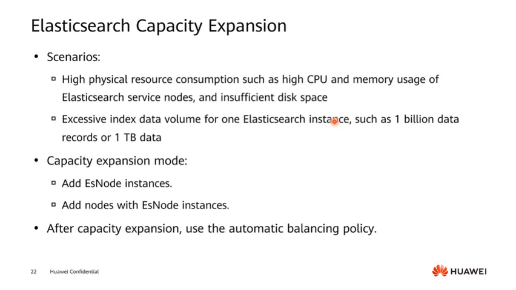The next one is the Elasticsearch capacity expansion. As the service volume increases, the Elasticsearch service has a large number of tasks. If the storage resources and computing capabilities of the Elasticsearch service cannot meet the service requirements, you need to expand the capacity of the Elasticsearch service. Currently, capacity expansion scenarios can be classified into the following two types: add more Elasticsearch node instances, or add nodes. That is, add more servers to the cluster. By doing that, Elasticsearch can handle the scenarios with high physical resource consumption and excessive index data.